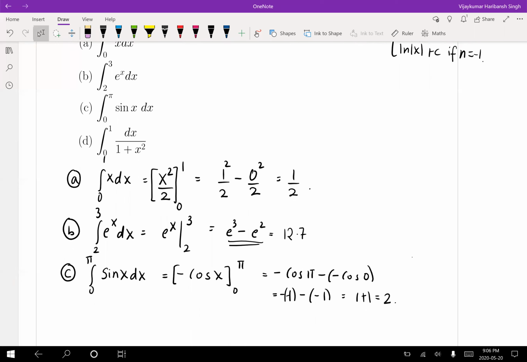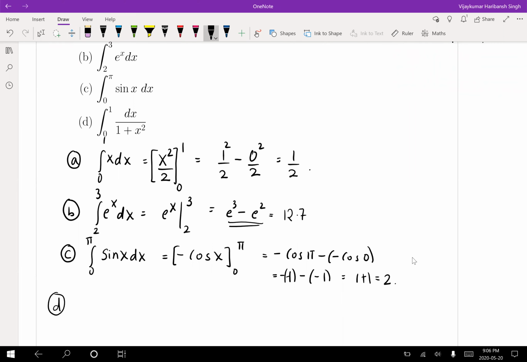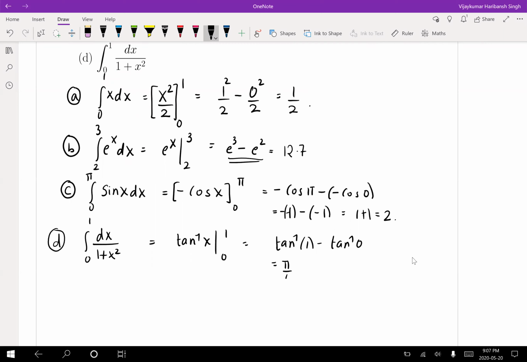All right. Now, let's look at D. The integral from 0 to 1 of dx over 1 plus x squared. Now, the antiderivative of 1 upon 1 plus x squared is tan inverse of x, from 0 to 1. That is going to be tan inverse of 1 minus tan inverse of 0. And tan inverse of 1 is pi by 4. Tan inverse of 0 is 0. So the answer is pi by 4.